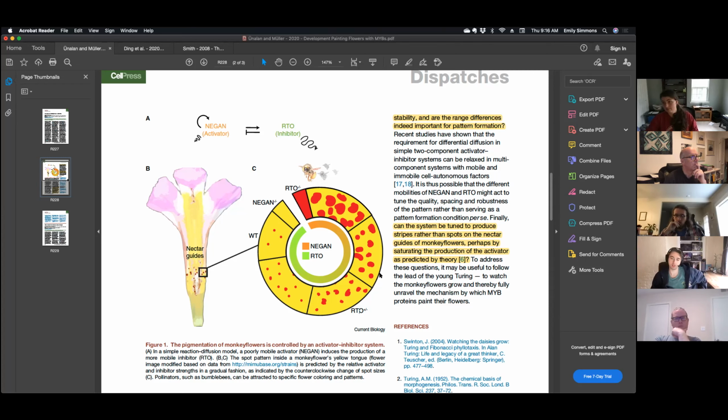Can I ask a question? This might be a little off topic, but I'm wondering, if it seems like there'd be selective pressure for the flowers to start to produce, I guess, less Negan and more RTO. Why don't the flowers do that? Is there a drawback, basically? Well, for one thing, this red tongue mutant, which creates the completely red nectar guide, is lab produced. So I don't know that it's ever been found in a naturally occurring population.